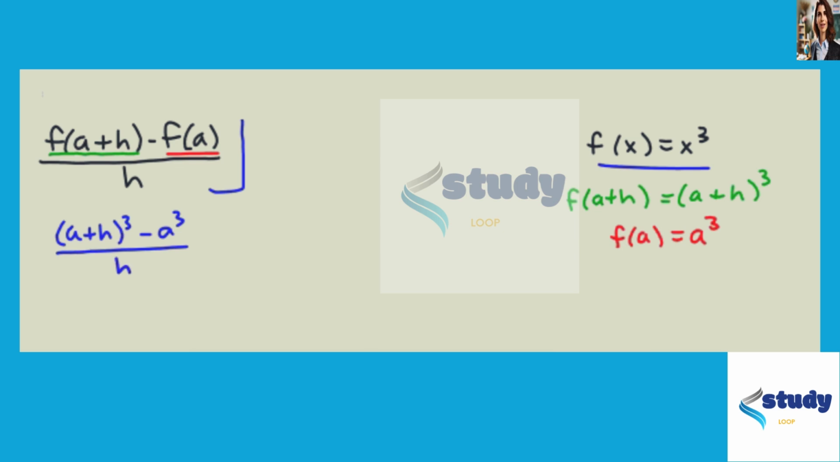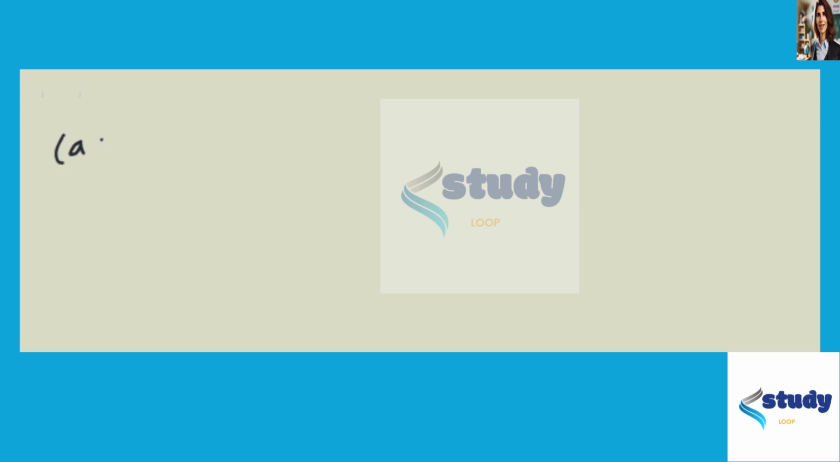Okay, now the bulk of the work is going to be figuring out how to expand a plus h quantity cubed. There is a shortcut for this. If you happen to know the binomial theorem and you know how to use Pascal's triangle as your coefficients, you'll get 1a to the third power plus 3a squared h plus 3ah squared plus 1h cubed.